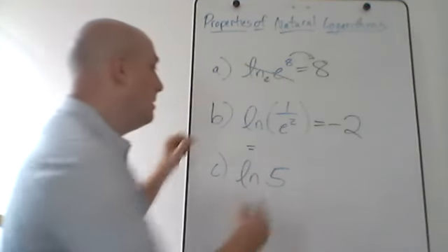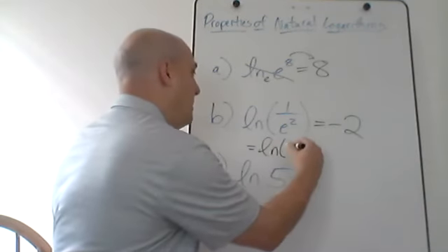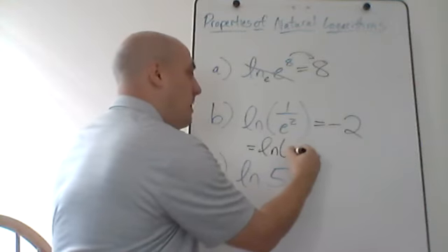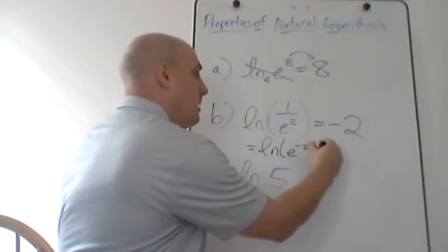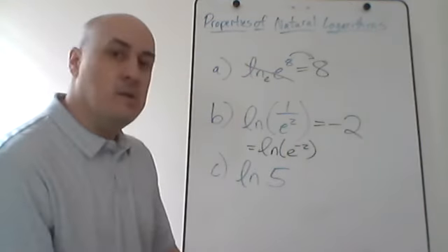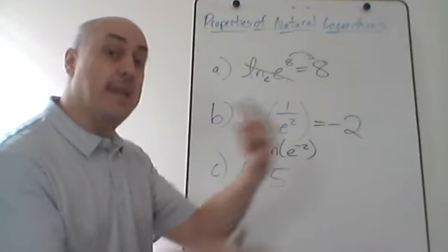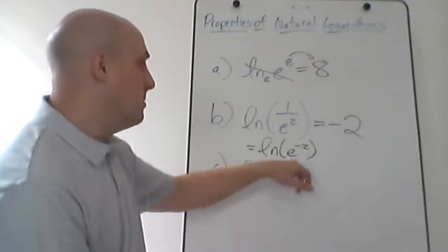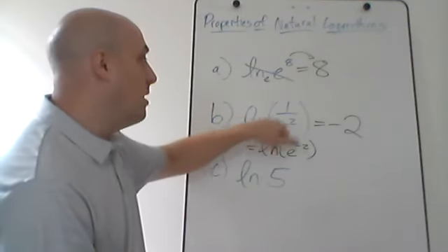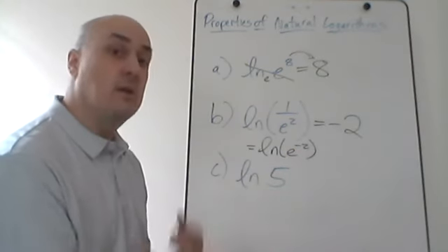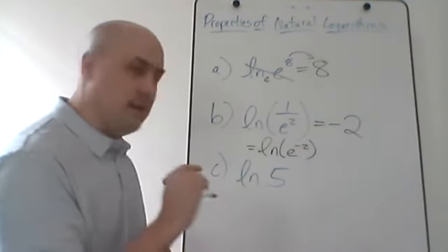But if I know my rules of exponents, I can change this so it looks more like this one up here. I can rewrite this as ln of, and instead of 1 over e squared, I can write that as e to the -2 power. Remember, negative exponents mean taking the reciprocal of the base, so e to the -2 is 1 over e to the +2. It's an important little algebraic trick to know.